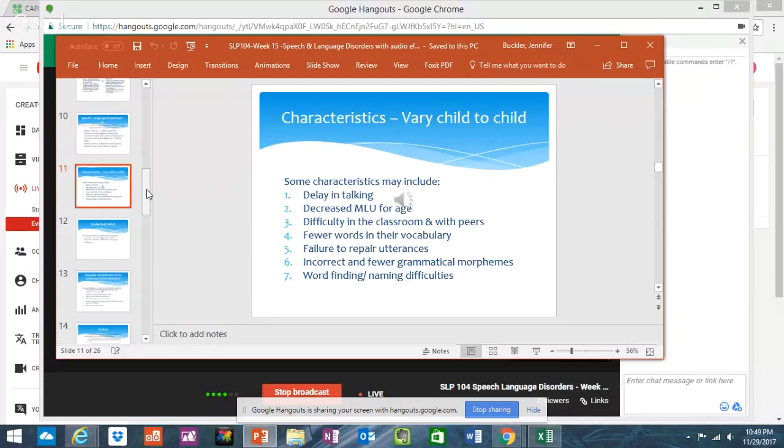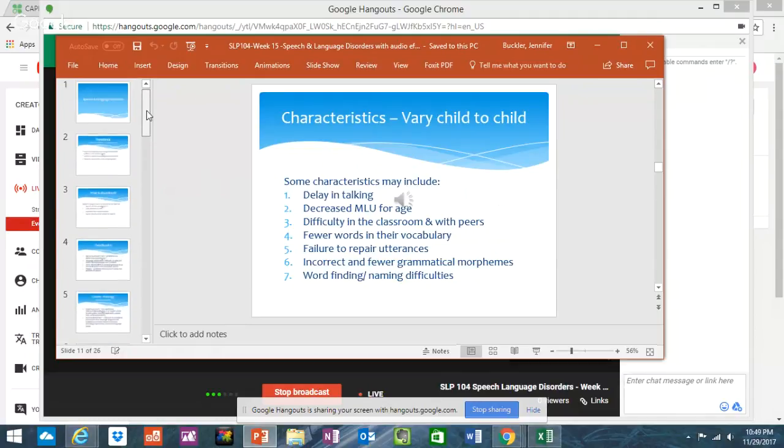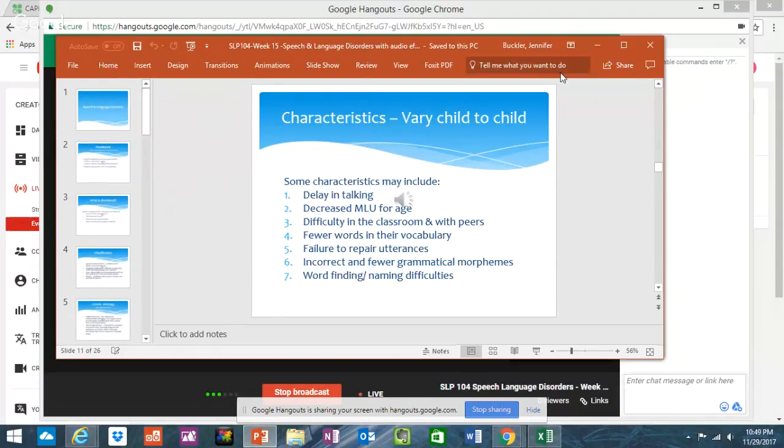So that should be a little bit helpful as you're working towards completing your assignment this week in giving me some specifics about what the characteristics of individuals with different types of speech and language impairments are.